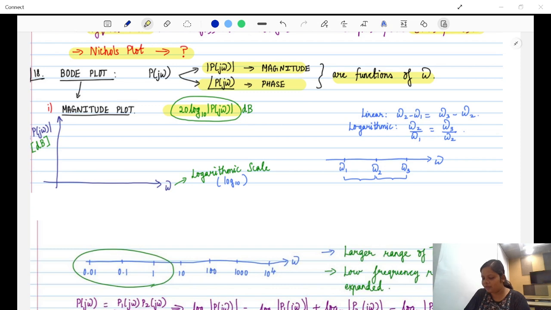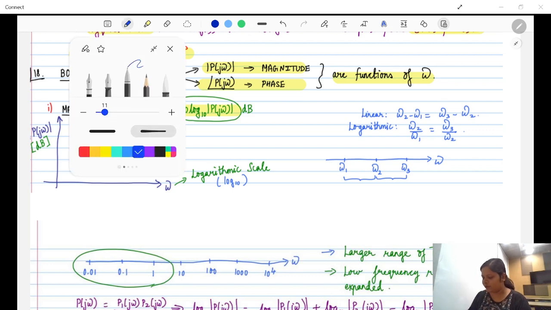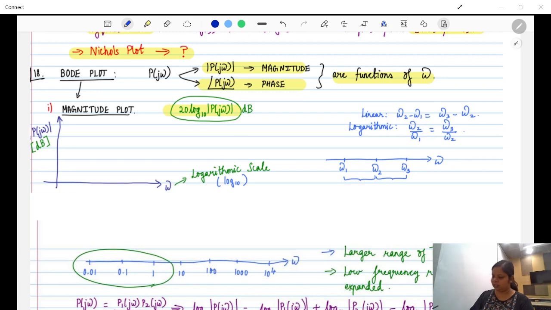Now, why would anyone go to logarithmic scale instead of linear scale? Linear scale was doing fine, right? On the x-axis you had 1, 2, 3, 4, and everything worked well. Why would anyone go for logarithmic scale? The reason being, this is a linear scale, right? Omega 2 minus omega 1 equals omega 3 minus omega 2 and so on.